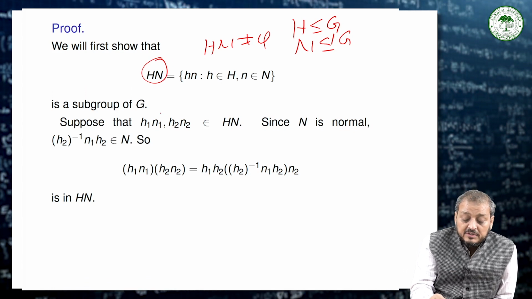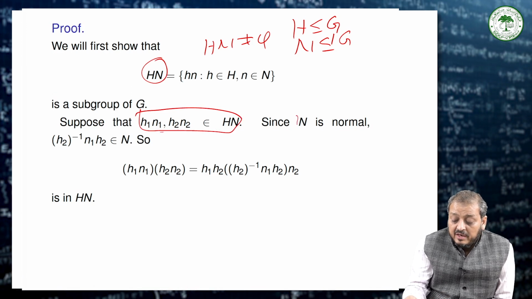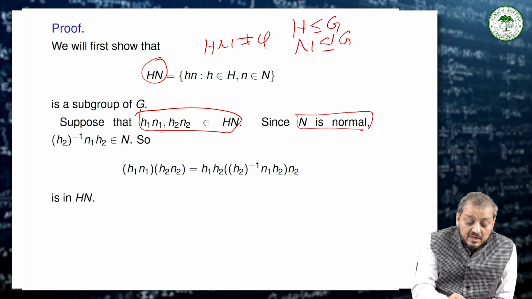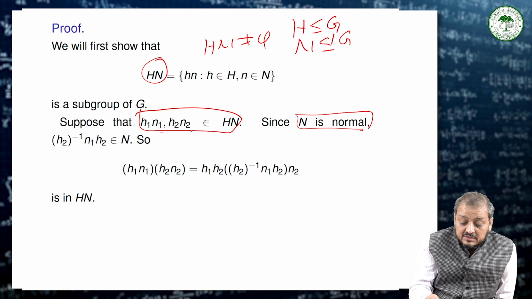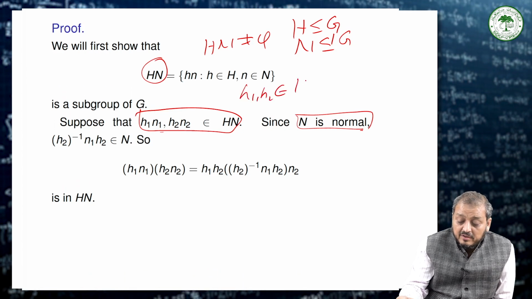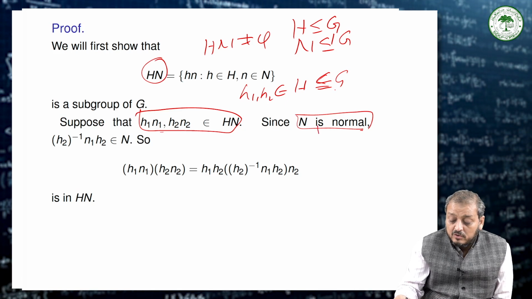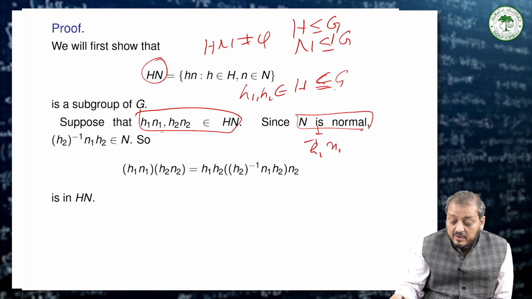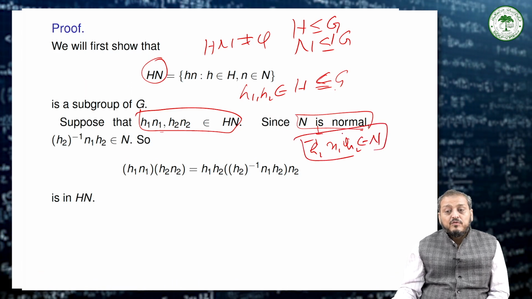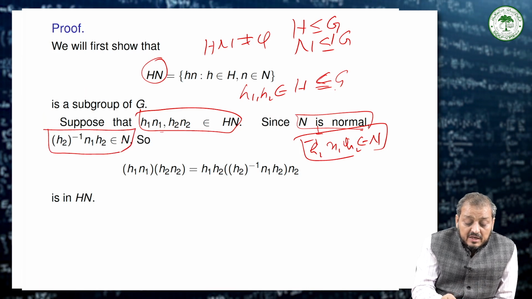Now we take two elements, h1 n1 and h2 n2, of HN. Since N is a normal subgroup of G, and h1 and h2 are elements of H, which is a subgroup of G, so this is a subset of G. We take any element of G. Since N is normal in G, h2 inverse n1 h2 is an element of N, by the normality of N in G.